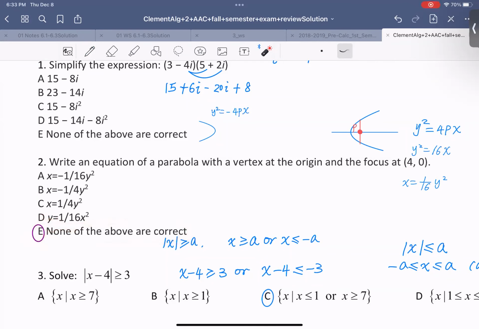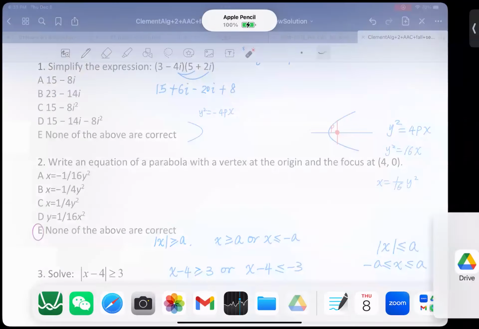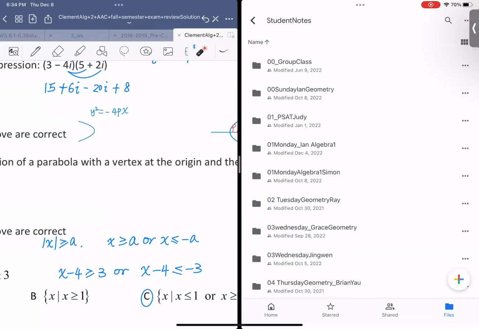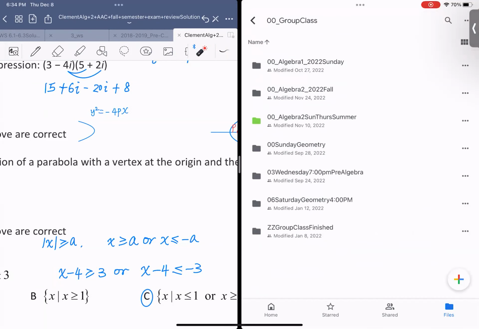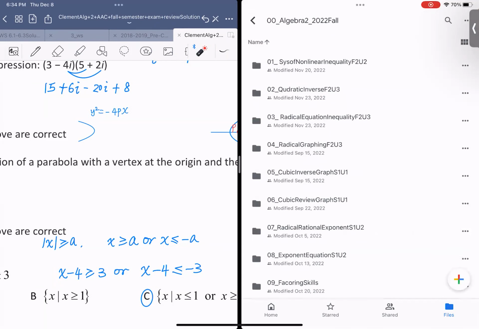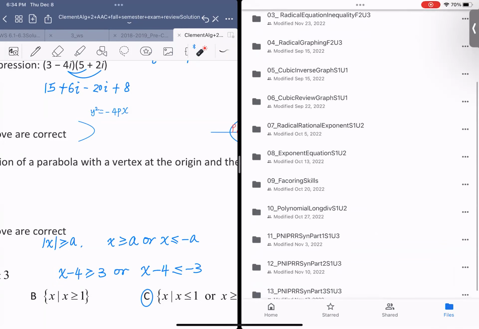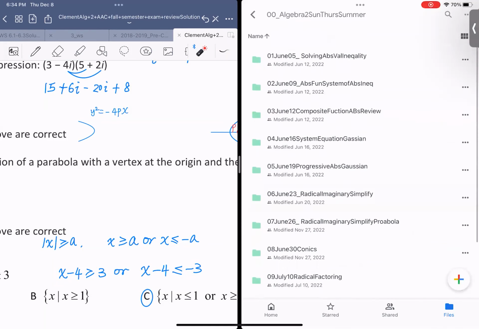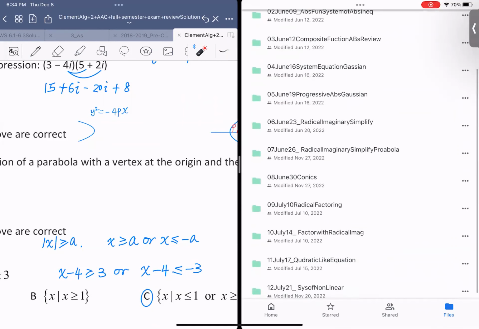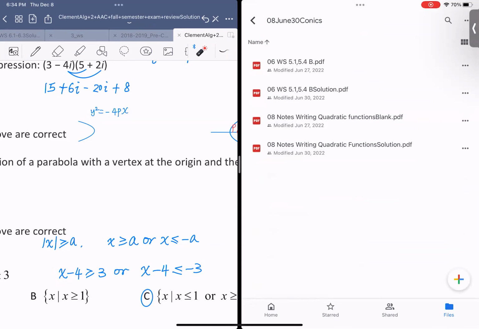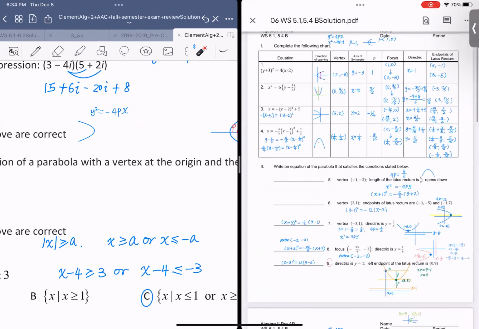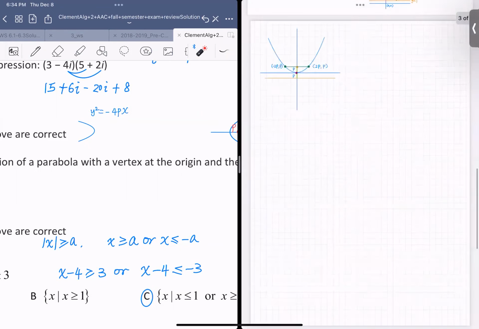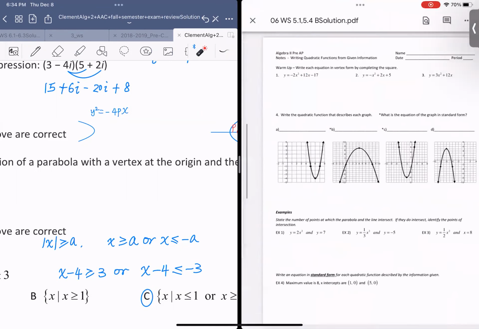If you don't remember the table, we learned it in the summer class. We have a worksheet. So here, this is what we learned in summer. I believe we learned it here, right? Yes, we learned it over here on this worksheet, and we have another one.